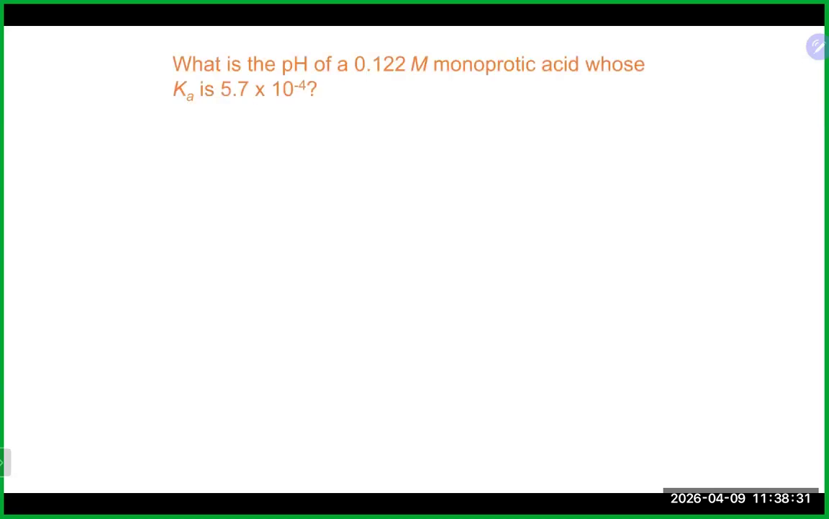So why don't we try another one here? What is the pH of a 0.122 molar monoprotic acid who has a Ka value of 5.7 times 10 to the minus 4? If you're not sure what formula to use, you could just use this HA. It's kind of like a generic acid formula if you want.